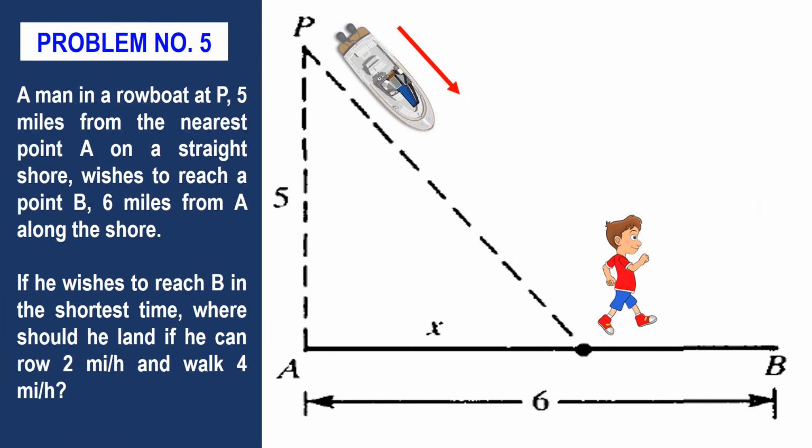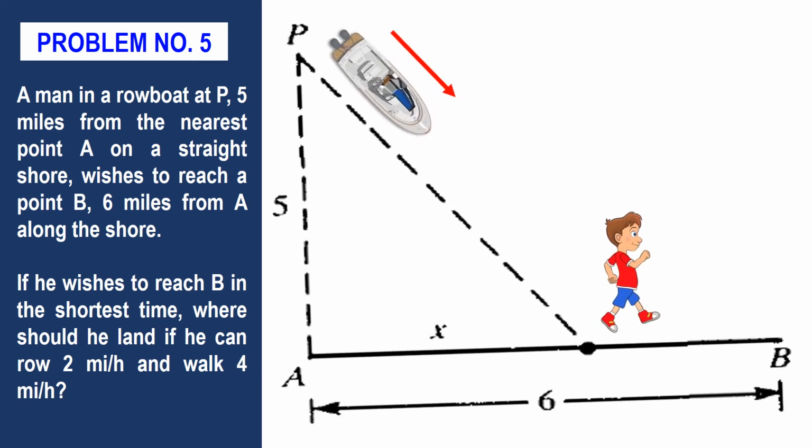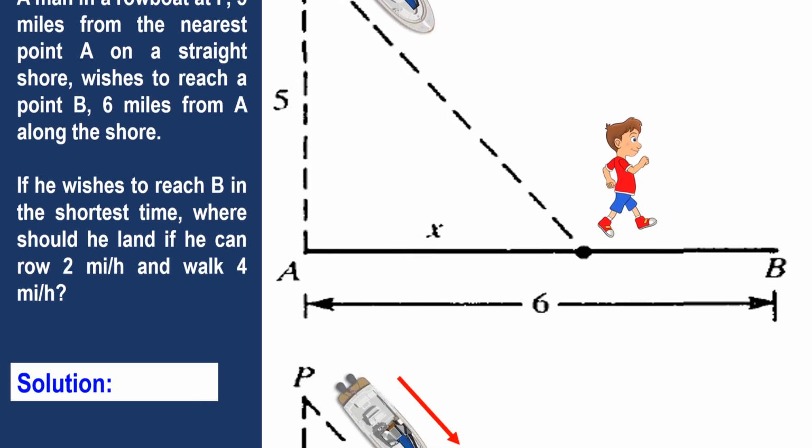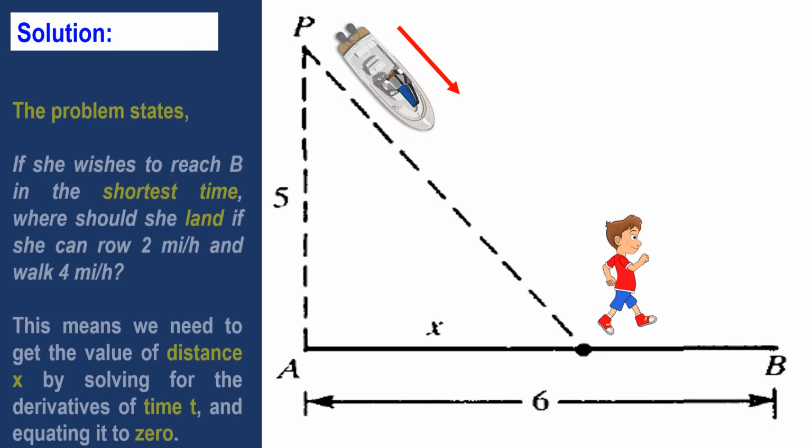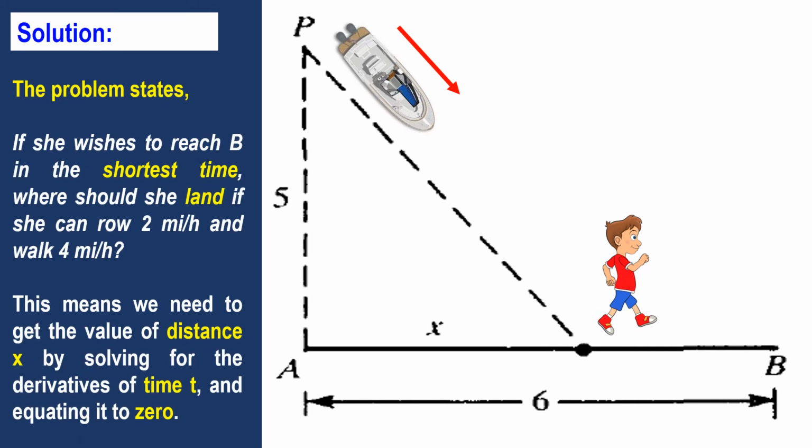Problem number 5. A man in a rowboat at P, 5 miles from the nearest point A on a straight shore, wishes to reach a point B, 6 miles from A along the shore. If he wishes to reach B in the shortest time, where should he land if he can row 2 miles per hour and walk 4 miles per hour? The problem states, if he wishes to reach B in the shortest time, where should he land if he can row 2 miles per hour and walk 4 miles per hour?